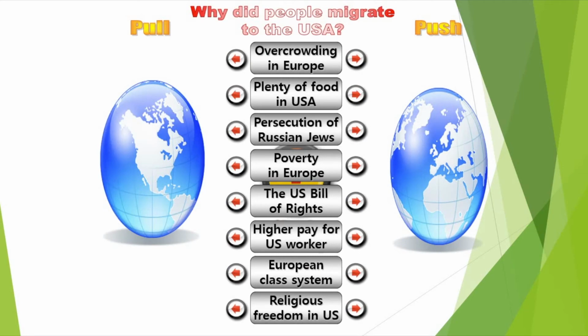So as you can see here, I've got a range of reasons why people migrated from Europe to the USA. They're split, as you can see here, into 8 different factors. And these are overcrowding in Europe, plenty of food in the USA, the persecution of Russian Jews, poverty in Europe, the US Bill of Rights, higher pay for US workers, the European class system, and religious freedom in the US.